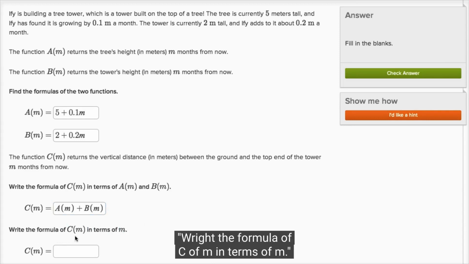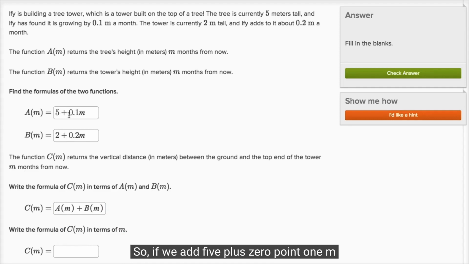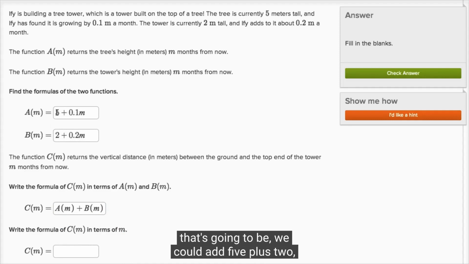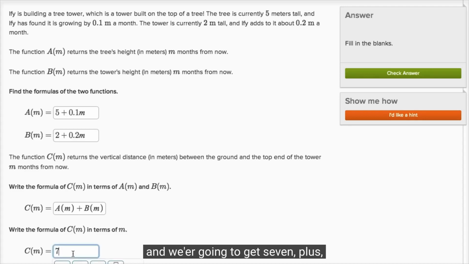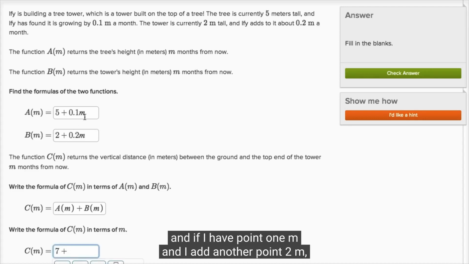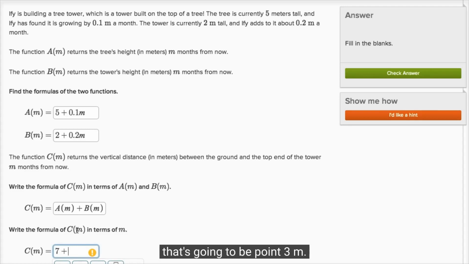And then they say write the formula of c of m in terms of m. Well, we just need to add these two functions. So if we add 5 plus 0.1m to 2 plus 0.2m, we could add 5 plus 2 and get 7, plus 0.1m and 0.2m, that's going to be 0.3m. And we are done. We got it right.